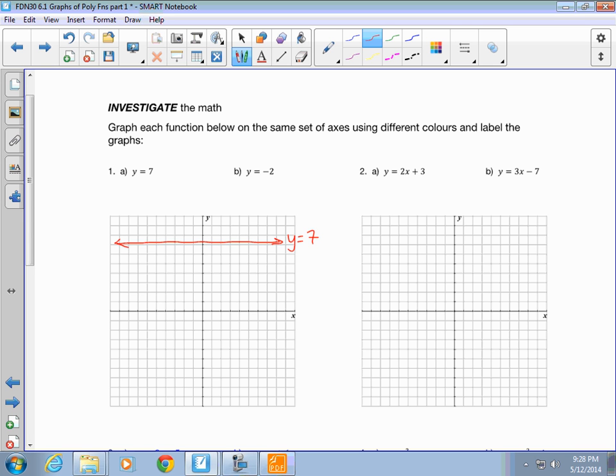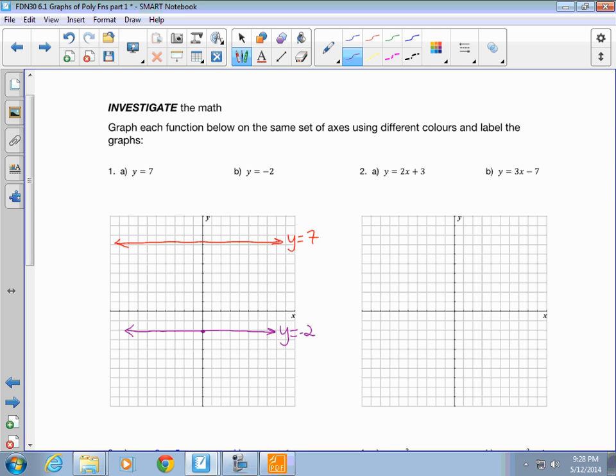My next graph was y is equal to negative 2. So y is equal to negative 2. 1, 2 is down here. So that's my graph of y is equal to negative 2.